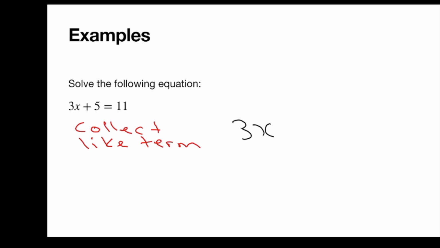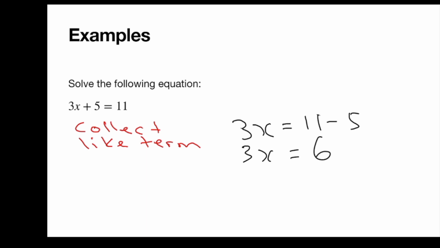So because it is a plus 5 on the left-hand side, we know that when it gets to the right-hand side, it will change to a negative 5. So we will end up with 3x is equal to 11 minus 5. Then you can simplify that. 11 minus 5 is equal to 6. Right, so we need now to find x. 3 multiplied by x is equal to 6.